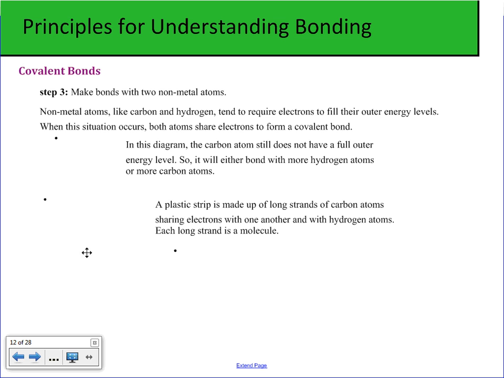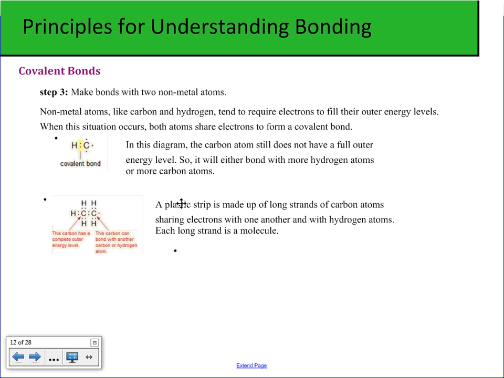Step 3, we need to make the bonds with the 2 non-metal atoms. Non-metal atoms, like carbon and hydrogen, tend to require electrons to fill their outer energy levels. When this situation occurs, both atoms share electrons to form a covalent bond. So in this diagram, the carbon atom still does not have a full outer energy level. So it will either bond with more hydrogen atoms or with more carbon atoms. So here, this carbon has a complete outer energy level. And this carbon can join to either another carbon or another hydrogen atom.